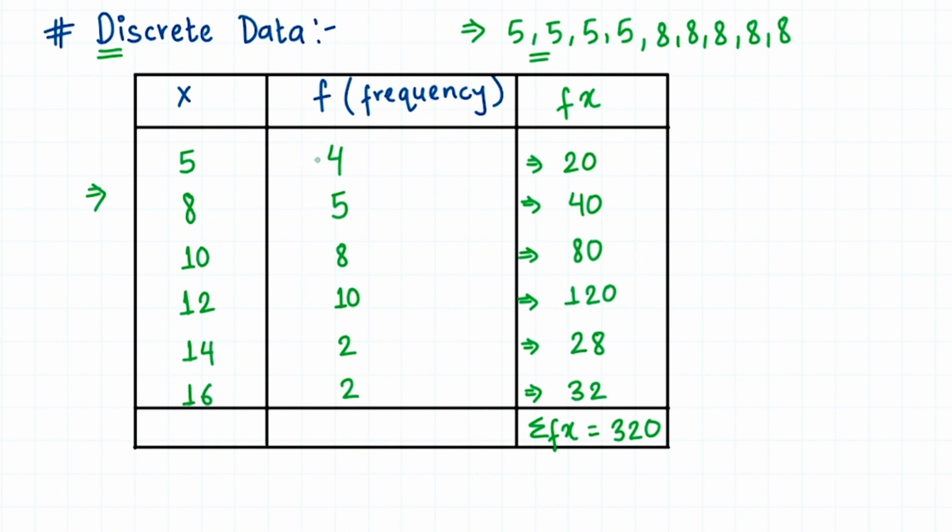Now for the number of items in our data, this frequency represents the number of items in our data, right? So we had 4 5s, 5 8s, 8 10s, right? So if we add all these numbers, we're going to get our number of items in our data, okay? And if you add all these numbers, you are going to get 31.